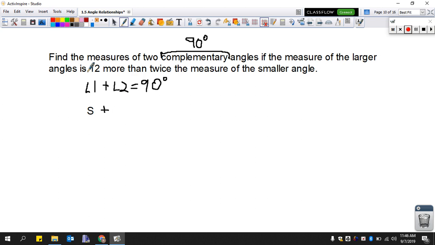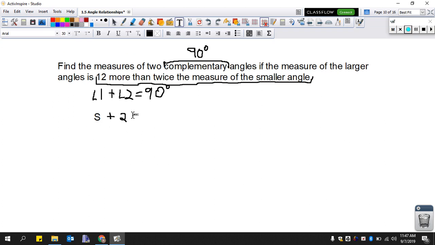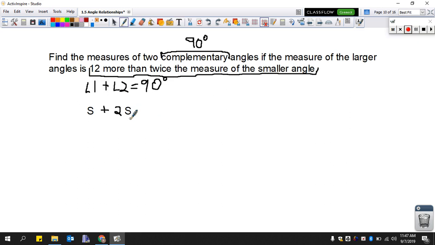Well, how do we know what the larger angle is? The larger angle is 12 more than twice the smaller angle. Okay, 12 more than means adding. Okay, so we know that we're going to add what? What are we going to add? 12 to twice the measure of the small. So that would be twice the small angle, plus 12.